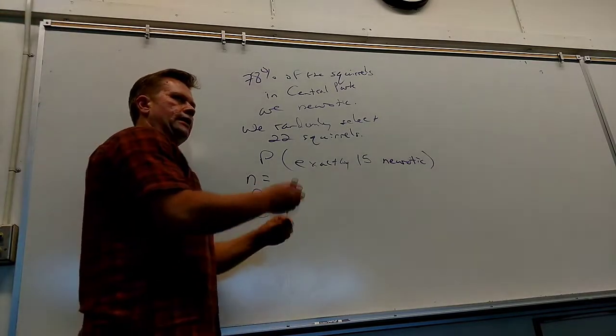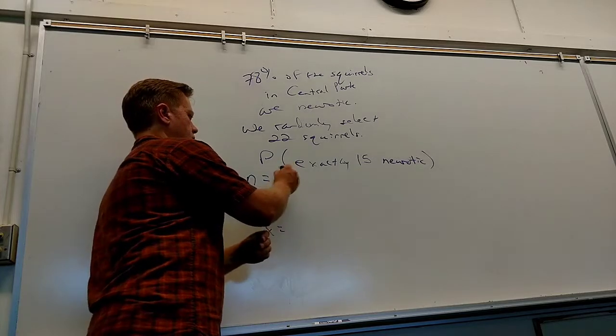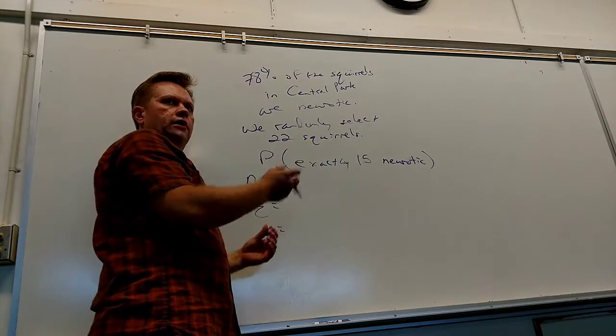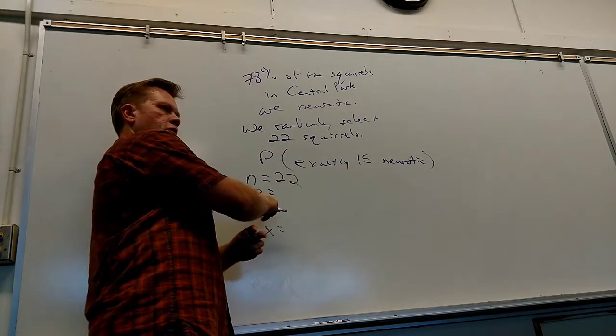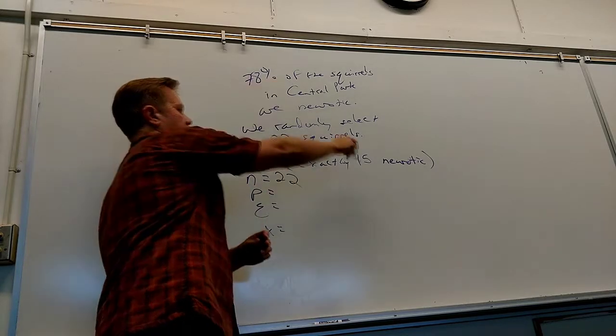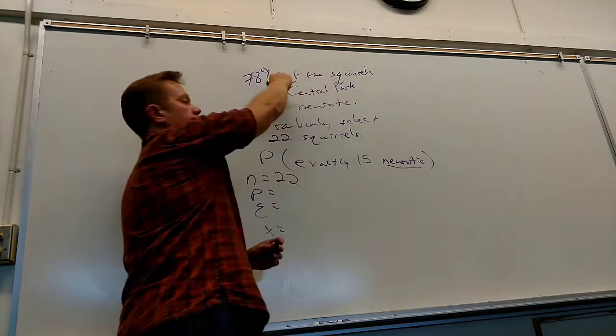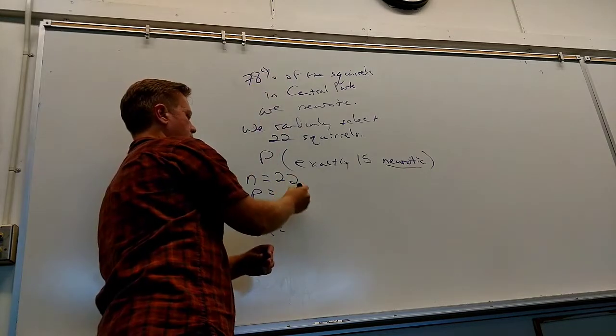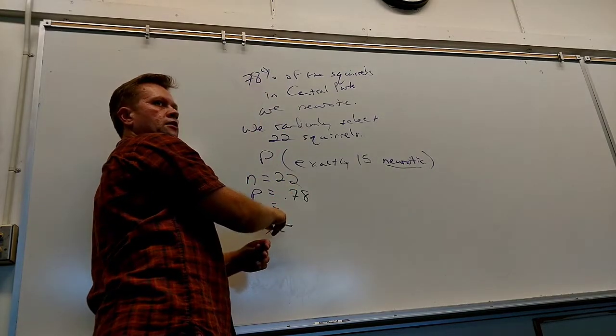Tell me, what's N for this problem? 22. The total of 22 squirrels I'm looking at in this case. What's little P? Yeah, probability of success. I'm looking for neurotic squirrels, so that's the probability of success. That's probability 0.78. So what's Q got to be?